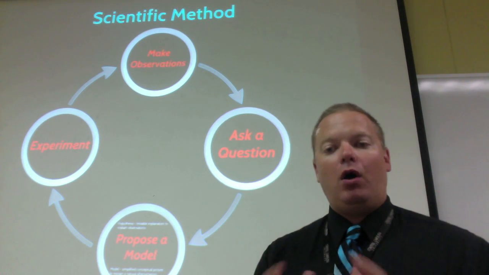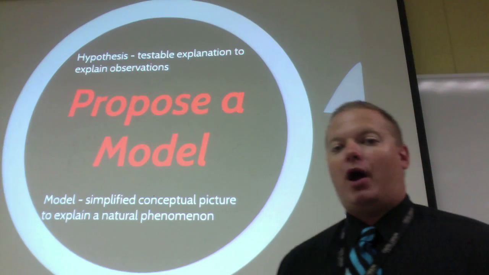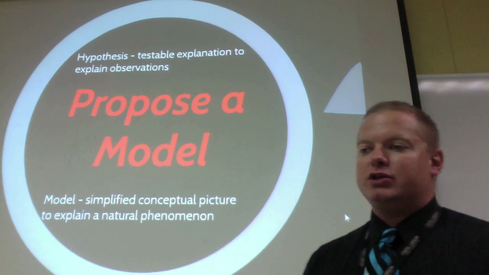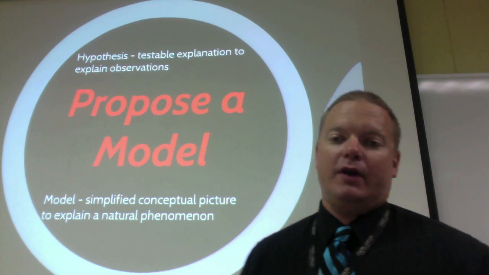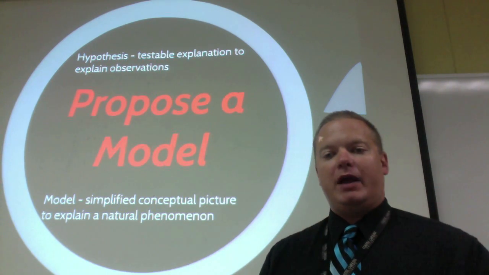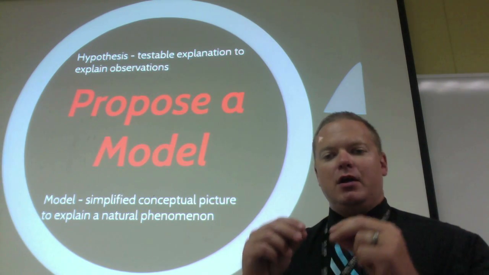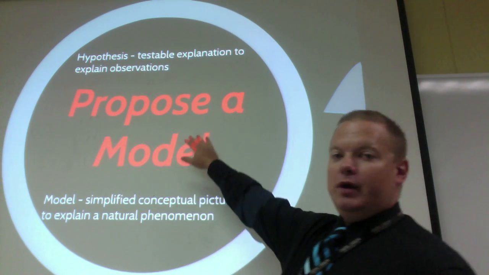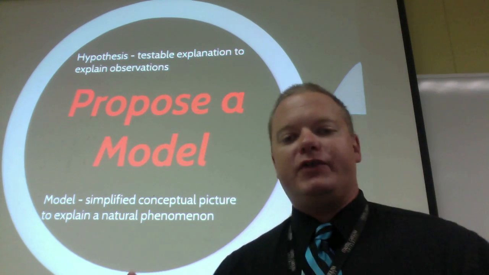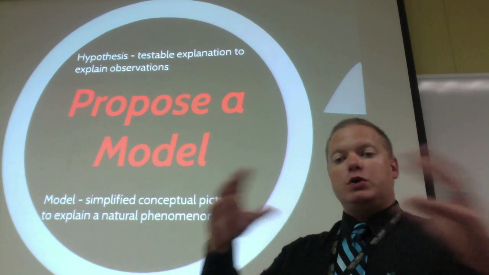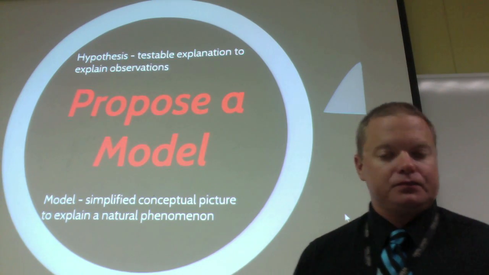Within that proposed model, we have to have a small piece that we can test. We always think of this as the hypothesis. It's a testable explanation to explain some small set of observations. We don't want to try to design experiments to test the entire model. We want a smaller piece for which we can come up with a good, testable hypothesis. And again, this model is a simplified conceptual picture to explain natural observations that we don't understand.